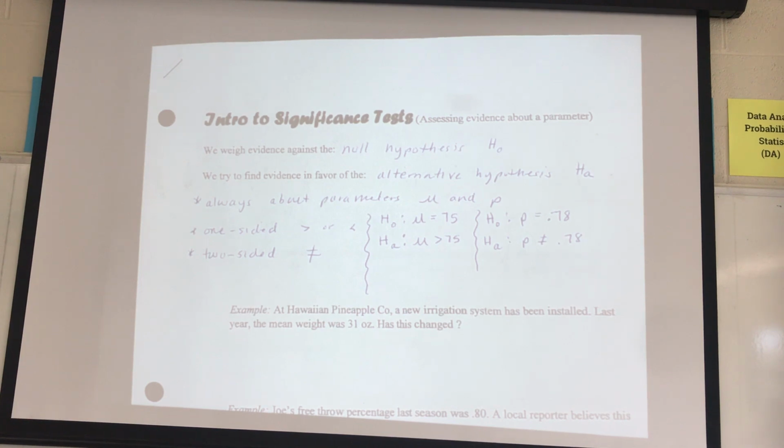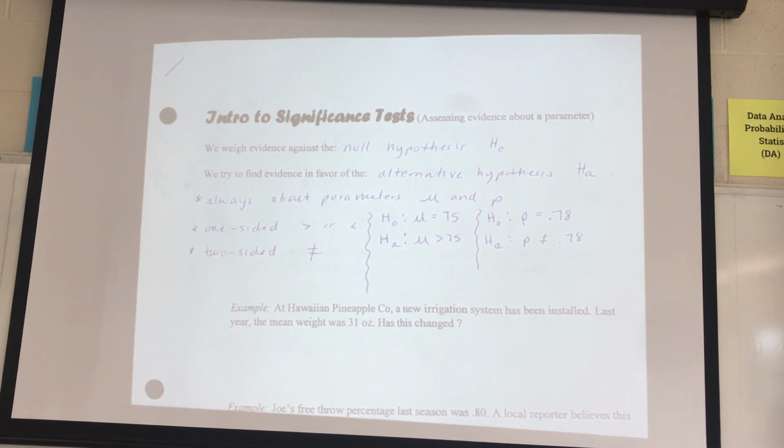Your null hypothesis is always that it equals something, and your alternative can be greater than, less than, or does not equal. Never use x bar or p hat when you're writing a hypothesis statement. You can only use mu or p, parameters only, not statistics. Keeping that in mind, I'm going to read this little example here, and I would like to see if you can write a null and alternative hypothesis.